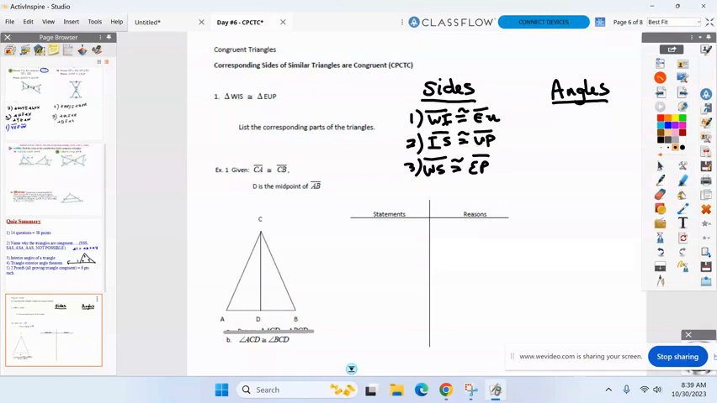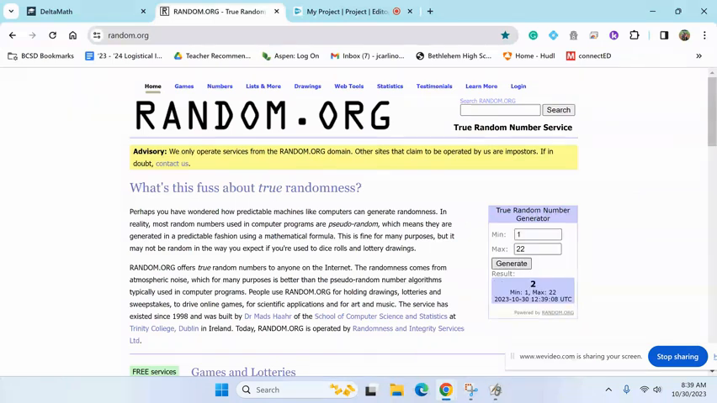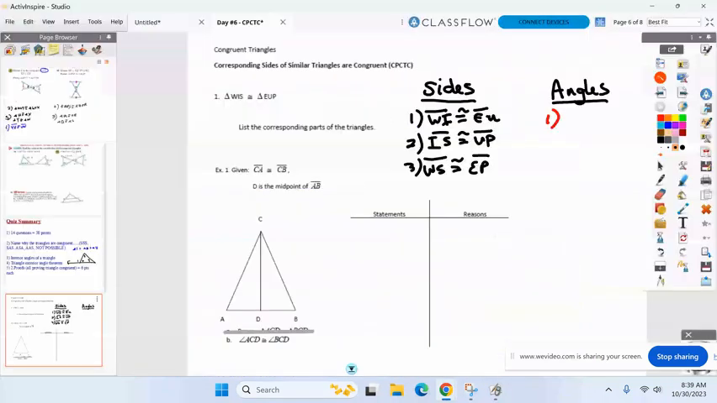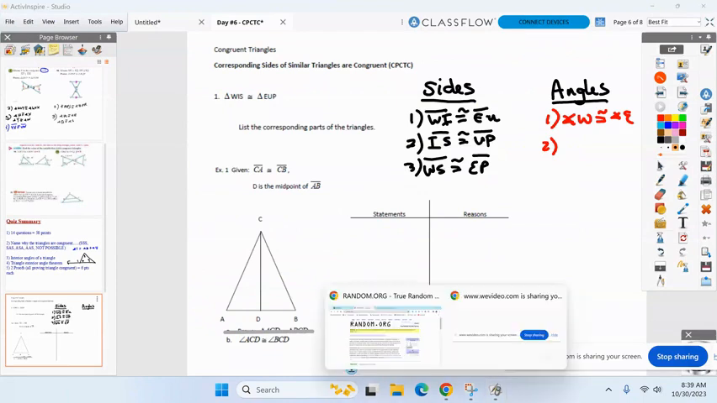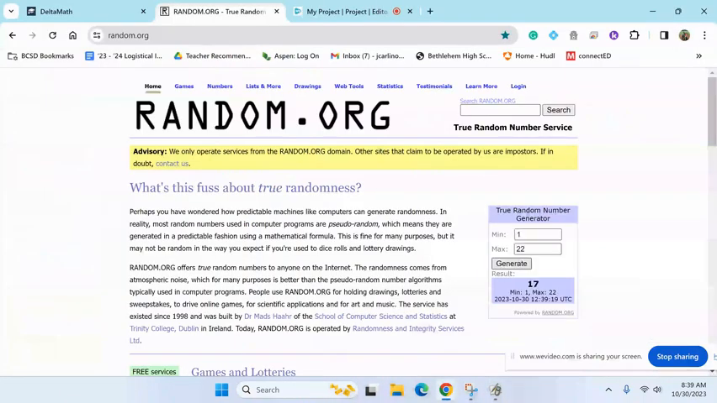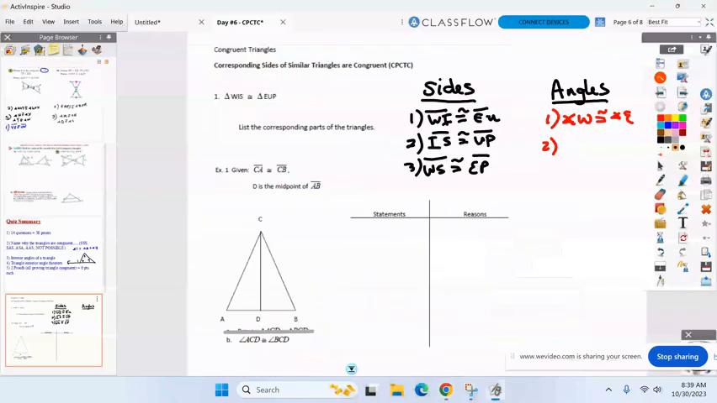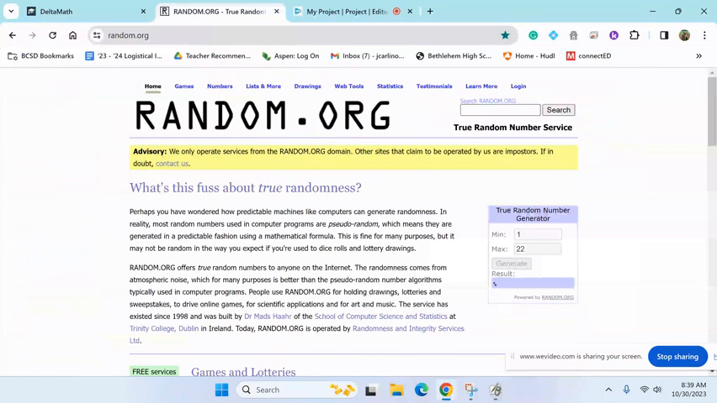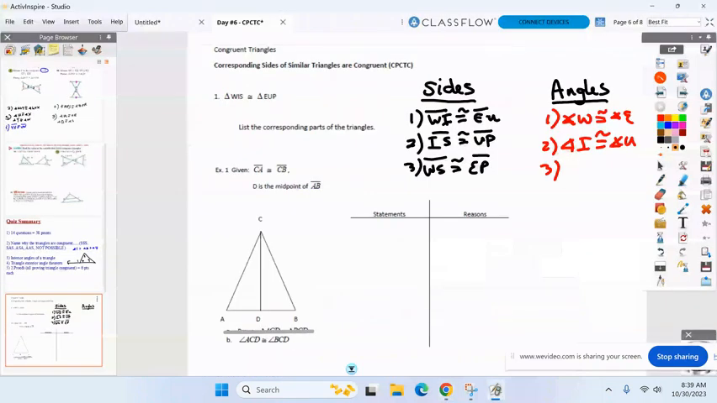Okay, now let's go over to angles. Now you can name them with one letter here. Give me a pair of angles that would be congruent. Bailey? Okay, angle W is congruent to angle E. Dylan, another pair. Angle I and angle U. Good work. And then how about my final pair? Jonathan. Angle S congruent to angle P. Good.